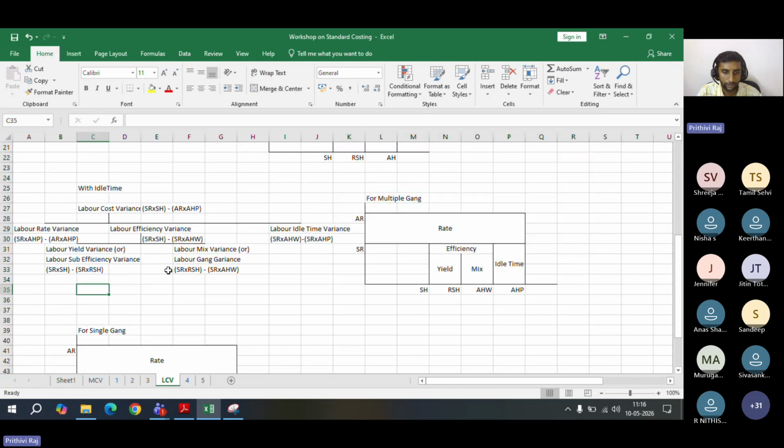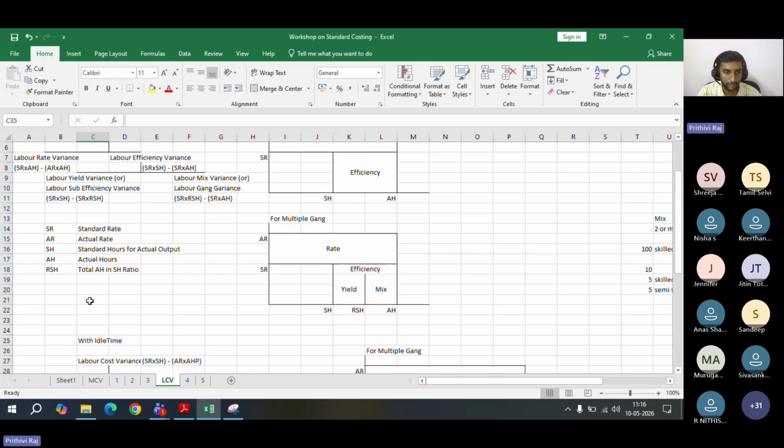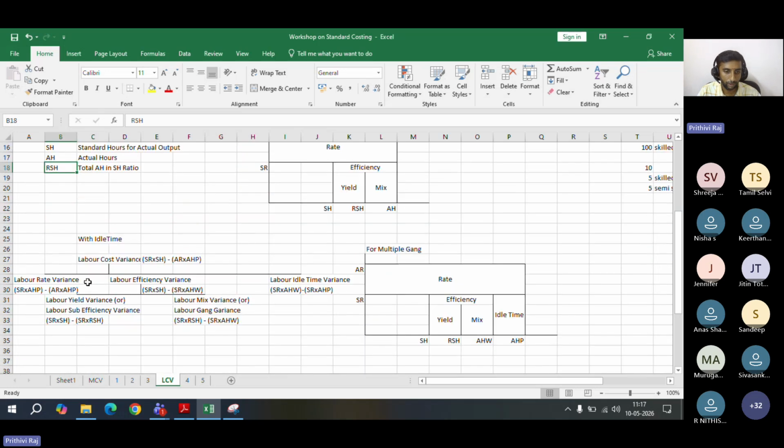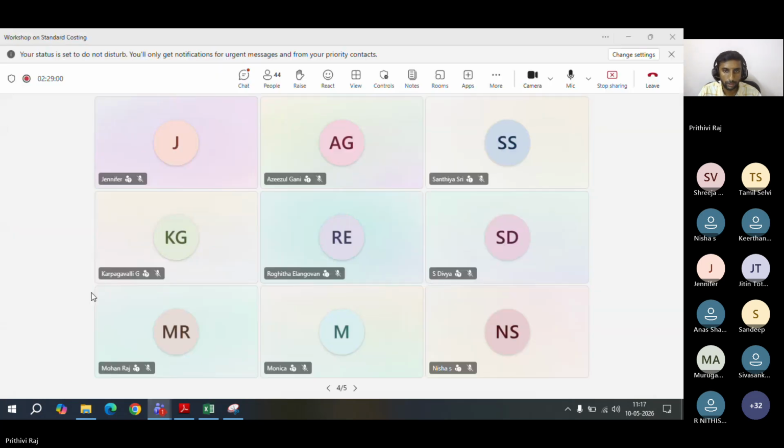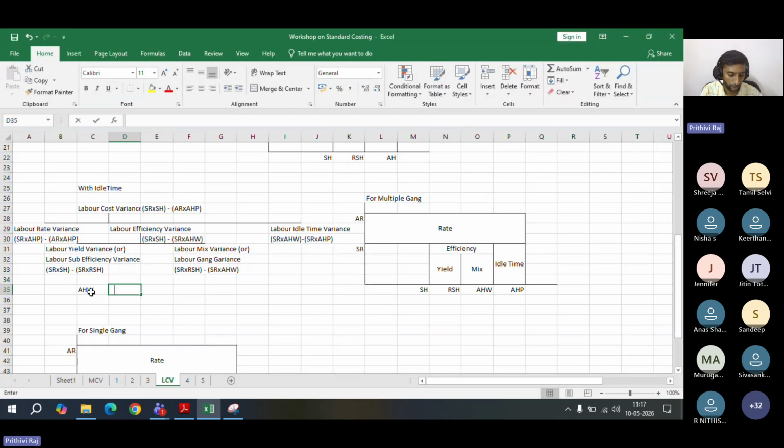SRH, you have to see the definitions, right? For this, SR we saw, AR we saw, SH we saw, AH we saw, RSH we saw. But here we are going to separate AH into AHW and AHP. So AHW is actual labor hours, actual labor hours worked. AHP is actual hours paid.